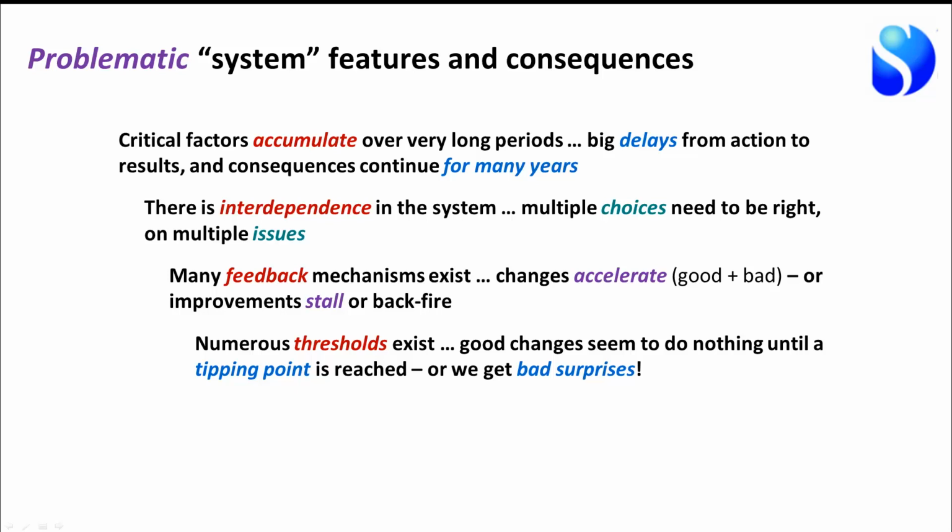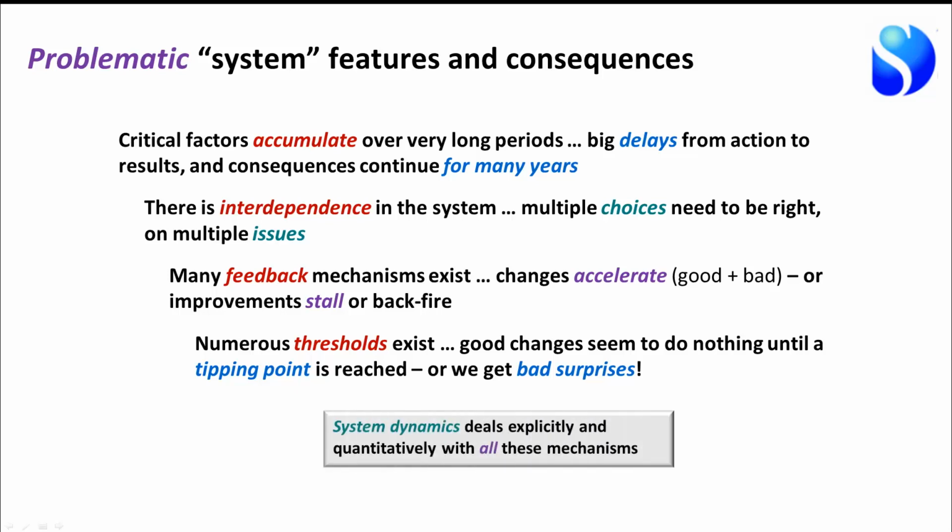There are bad ones as well, where things actually get a little bit worse and a little bit worse and a little bit worse until suddenly everything starts falling apart. So these are the reasons why systems like export trading are actually complicated and difficult to plan and manage and make improvements to. Now, it turns out that system dynamics, the method behind what we're doing, was designed deliberately to deal explicitly and quantitatively with all of these mechanisms, not just for trade, not just for public policy, but for all kinds of human activity systems.